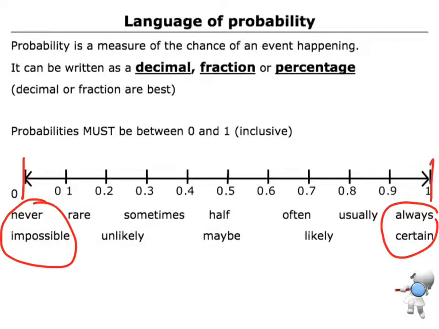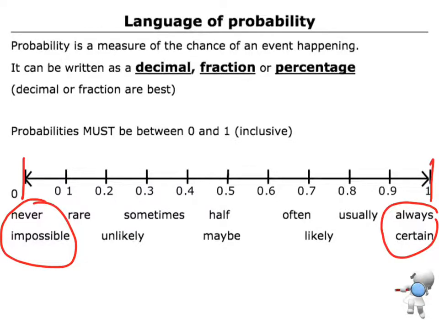So it's absolutely certain that I'm speaking on the phone, or absolutely certain that the sun is going to rise tomorrow. And things in between, we can use those as estimates.